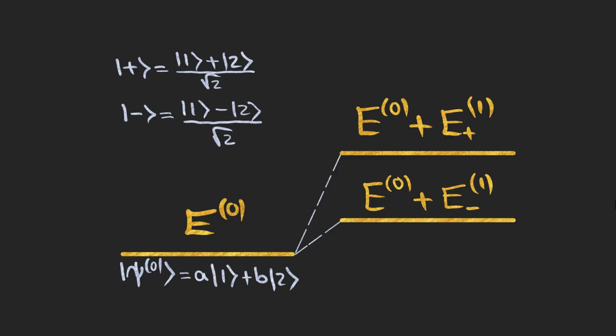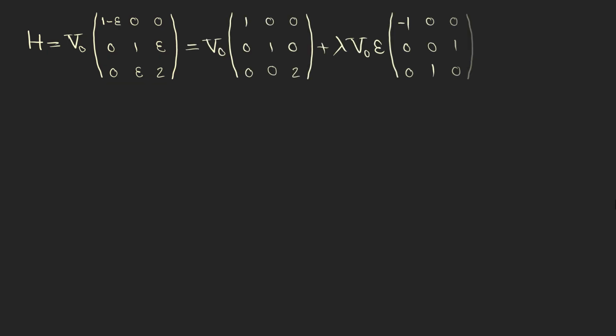We can now use these eigenvectors as the appropriate zeroth-order eigenstates and proceed exactly as in nondegenerate perturbation theory to compute the first-order corrections to the eigenstates. As another example, take this Hamiltonian for which epsilon is a very small number. We can write this Hamiltonian in the form of an unperturbed Hamiltonian and a perturbation term which can be turned on or off using lambda.